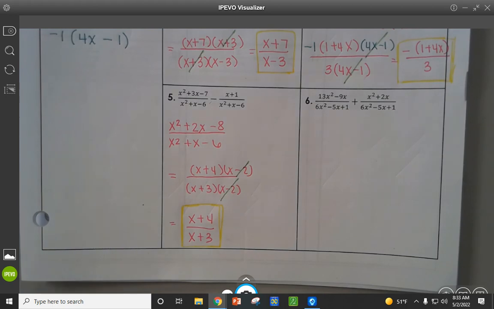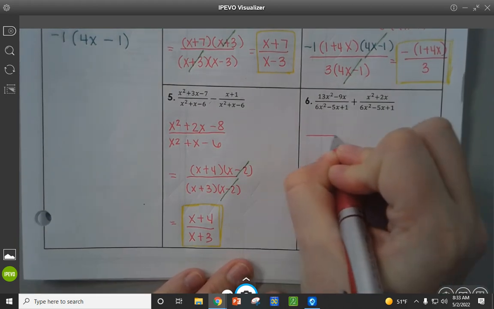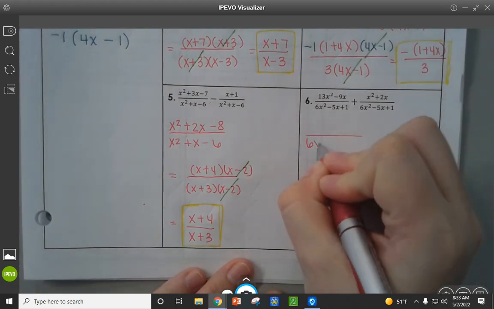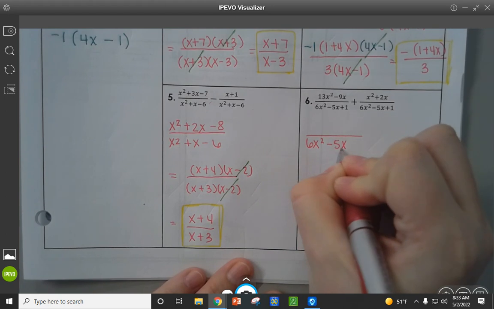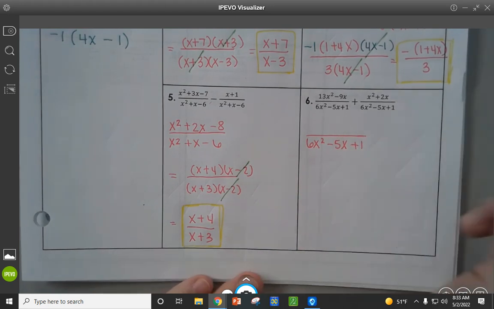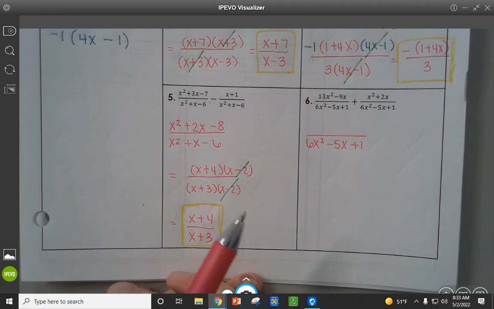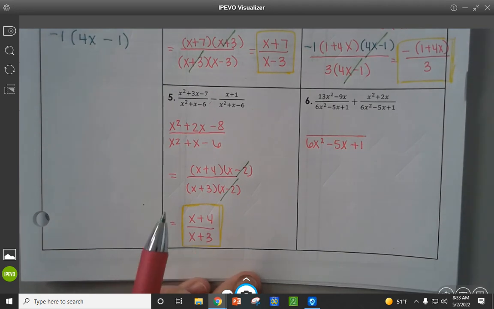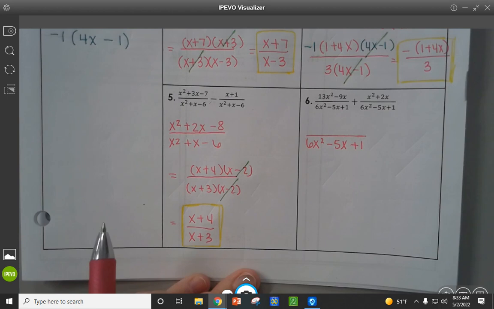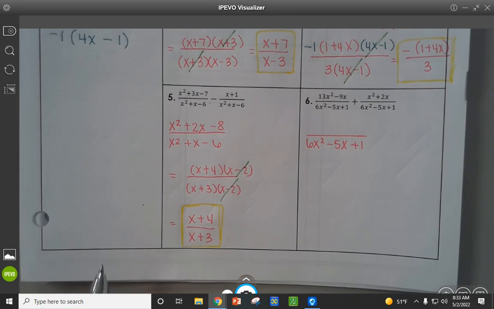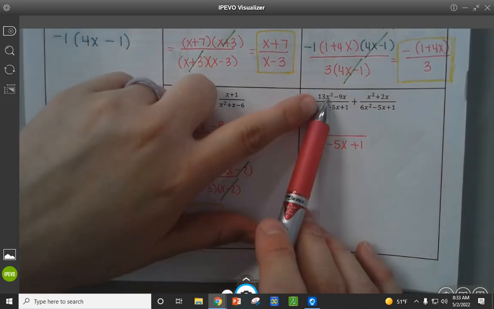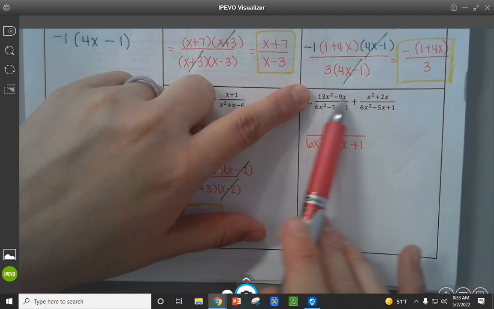Number 6, we have to carry the denominator over. 6x squared minus 5x plus 1. Does that have a GCF? What's in front of the x squared? 6. These are the ones we have to use box method to factor. Yuck.